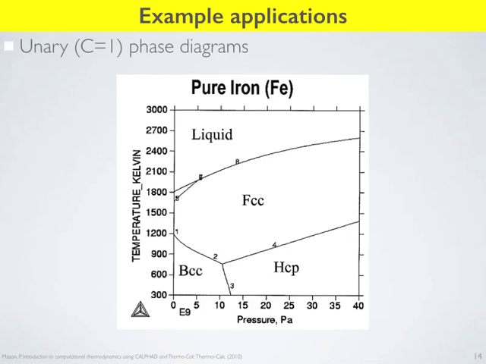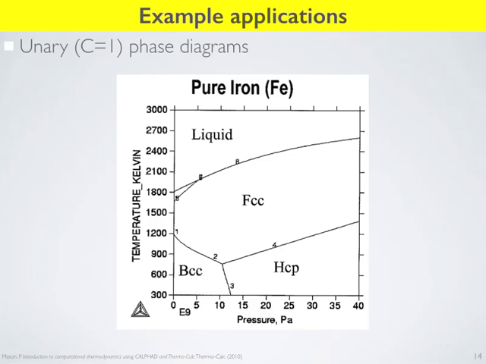So let's just look at a few examples. Perhaps the simplest thing one could do is look at a unary phase diagram. So C is equal to one component. What are the phases that exist at particular pressures and temperatures? You could do this for water and check that Thermo-Calc works by plotting the phase diagram for water. I've done it for iron here.